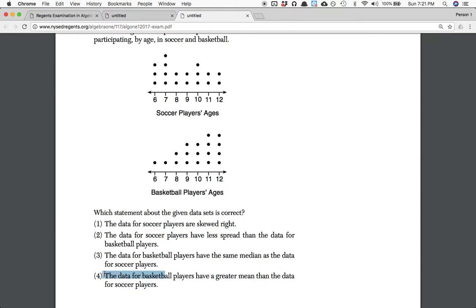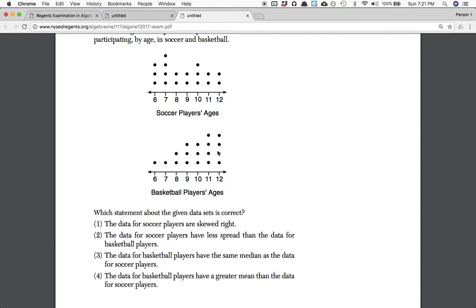Next, the mean. The way you can check for the mean is you just add up all your values. Oh, wait. The data for the basketball players has a greater mean than the data for the soccer players. That just kind of makes sense. There's way more 12s and 11s. There's way more 6s and 7s in soccer. It looks like the mean will be higher for the basketball players.